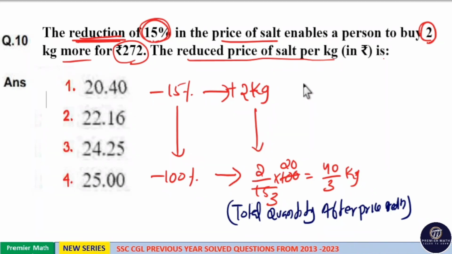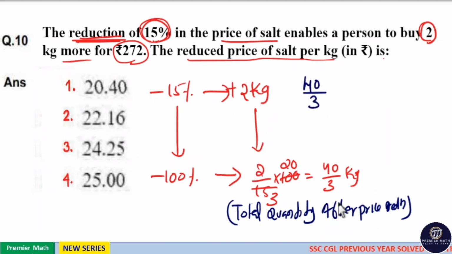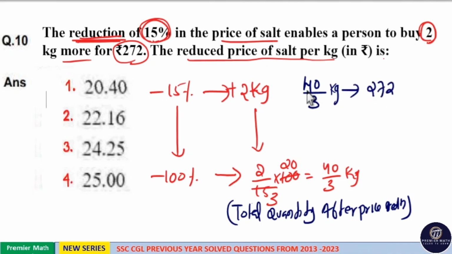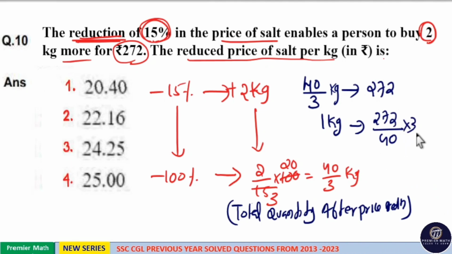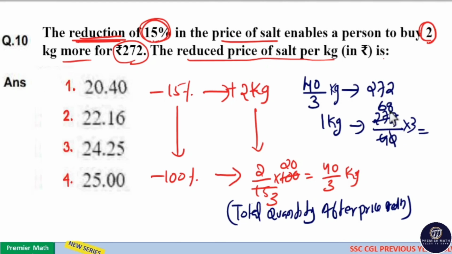Now, 40 by 3 kilogram is the total quantity after price reduction and the price for 40 by 3 kilogram is equal to 272 rupees. Now, for 272 rupees, after price reduction, we will get 40 by 3 kilogram quantity, which means 1 kilogram costs 272 divided by 40 by 3, which means 3 by 40. 4 goes 6 times in 27, remaining 3, 4 goes 8 times in 32. So, divided by 10 means 6.8.